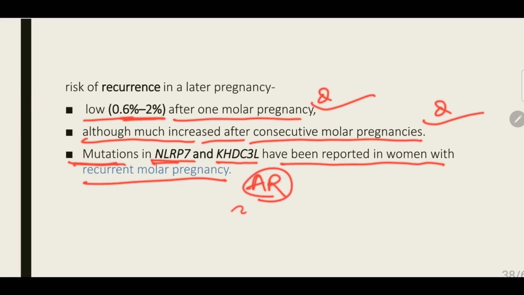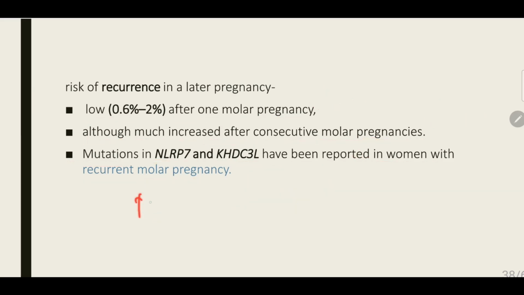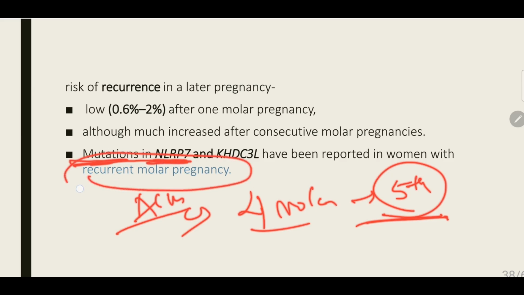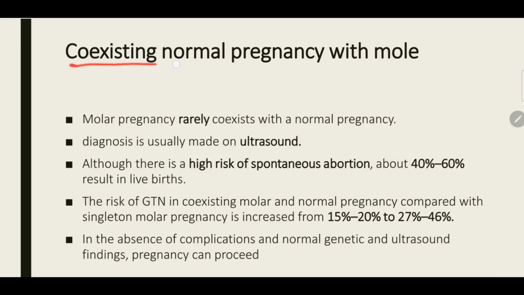This is autosomal recessive disease. During my residency in AIIMS, I have seen one patient with 4 molar pregnancies, and in the 5th one she became pregnant. During that time we did her analysis of mutations, so she came as NLRP7 positive. So we diagnosed it as recurrent molar pregnancy. Coexisting normal pregnancy with mole.